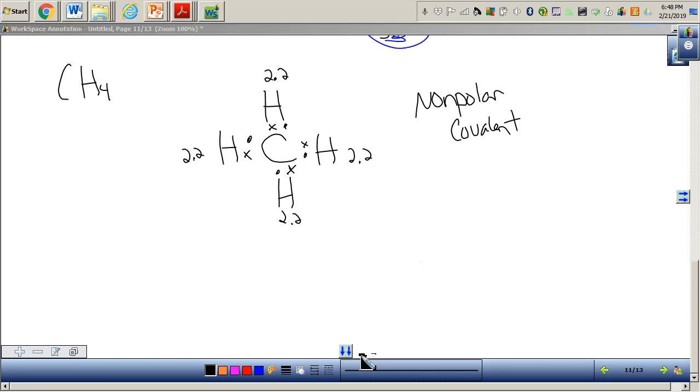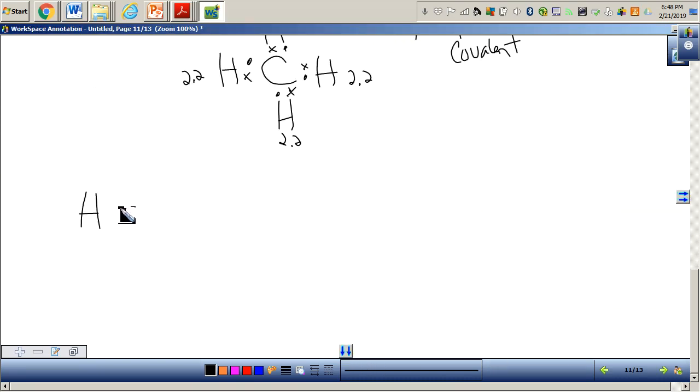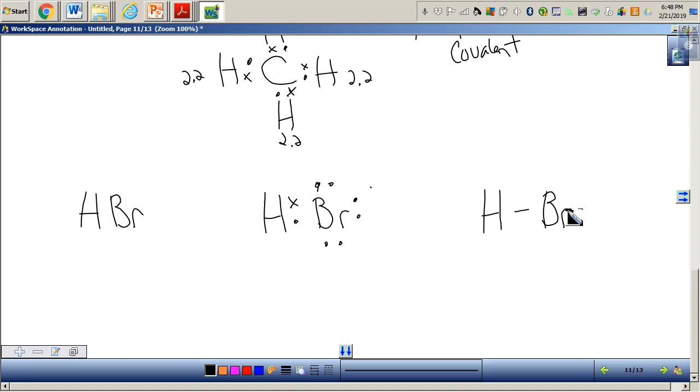And the last one's HBr. Now this one's a little bit tricky. We don't really have a central atom here, and we only have 2 atoms together. Anytime you have only 2 atoms, it has to be linear. No way around it. If you have only 2 atoms, it's always linear.